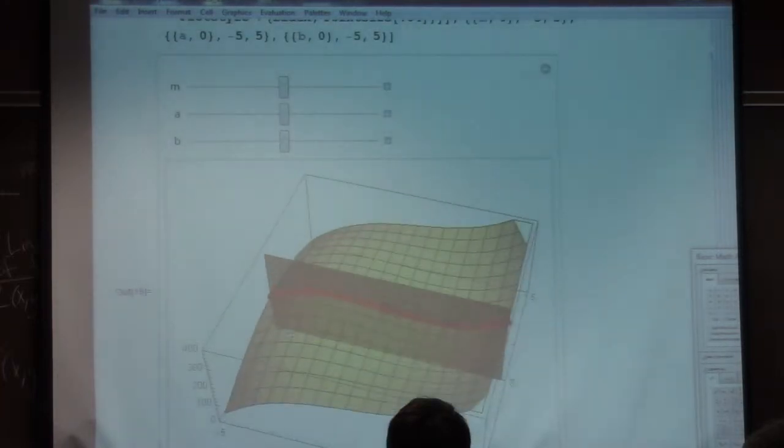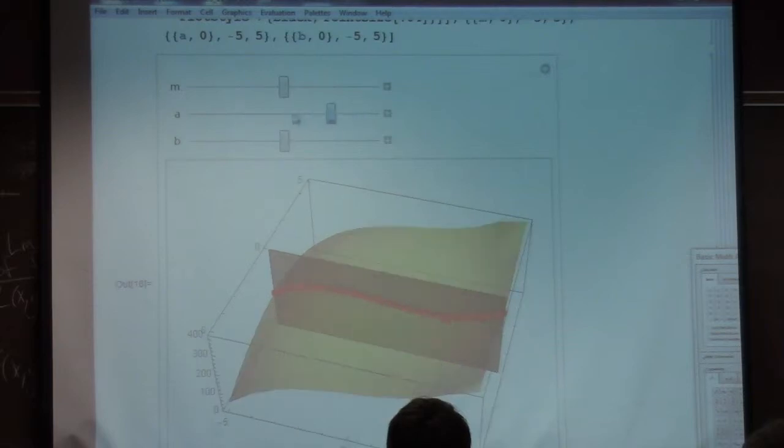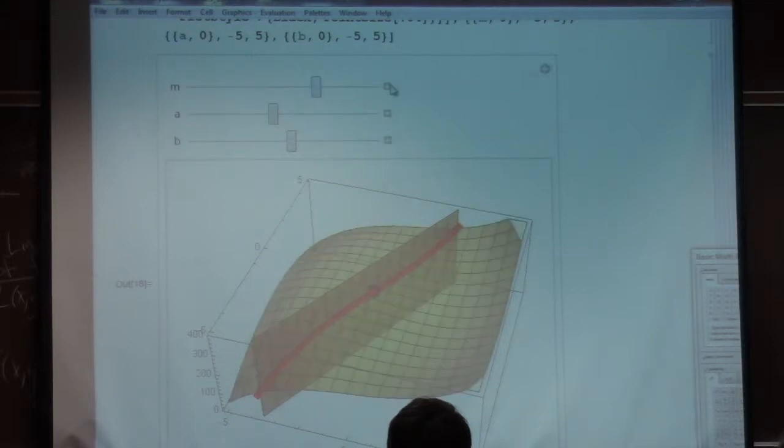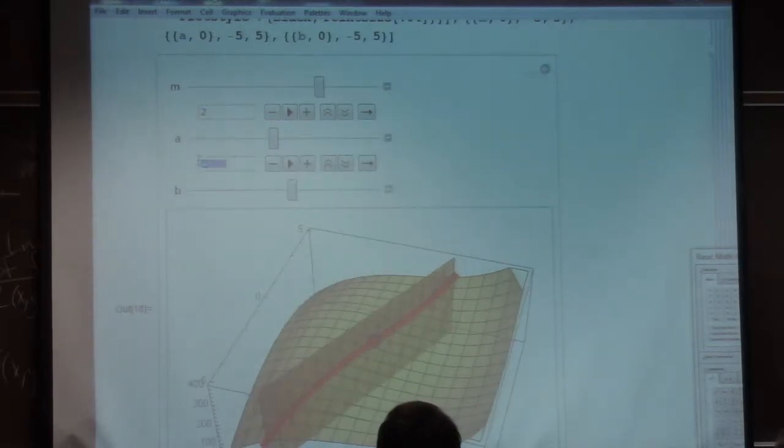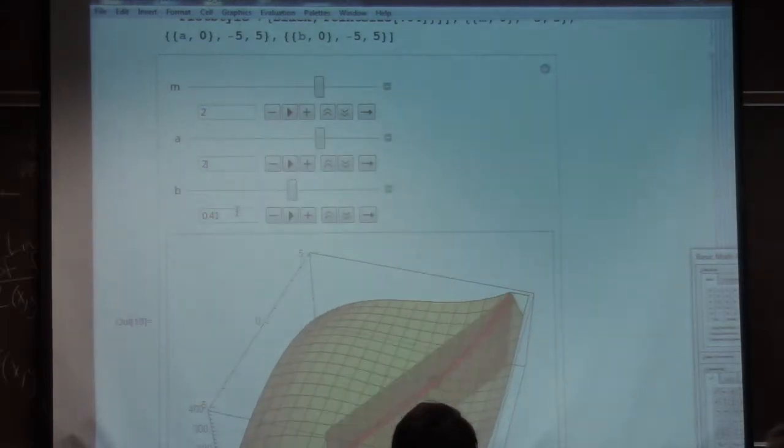Again, we can move it to the right or left by moving A. We can move it into the screen or towards you by moving B. We can change the slope of the curve that is going through it by changing M. Let's pick some specific values and confirm the meaning of the directional derivative. So let's pick M to be 2, A to be 2, and B to be 1, say.